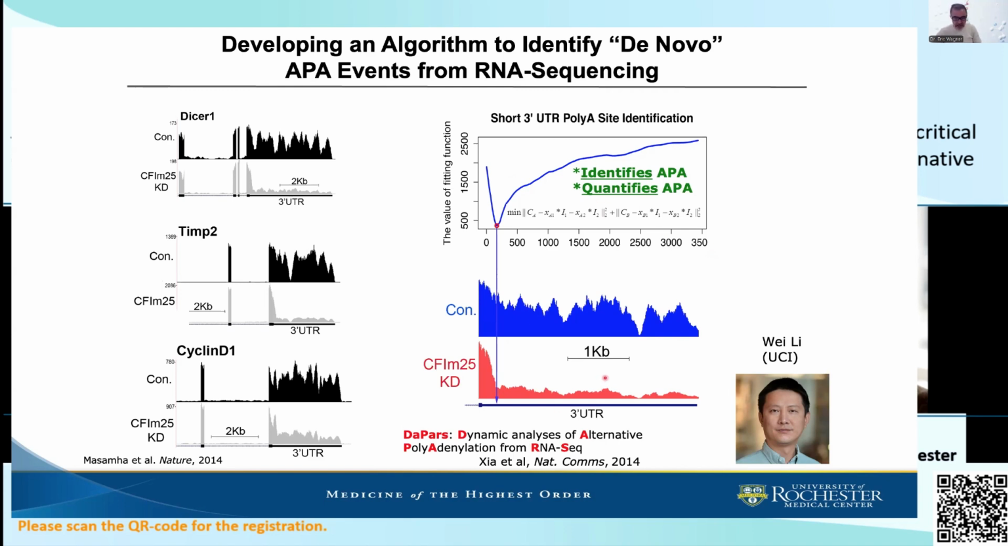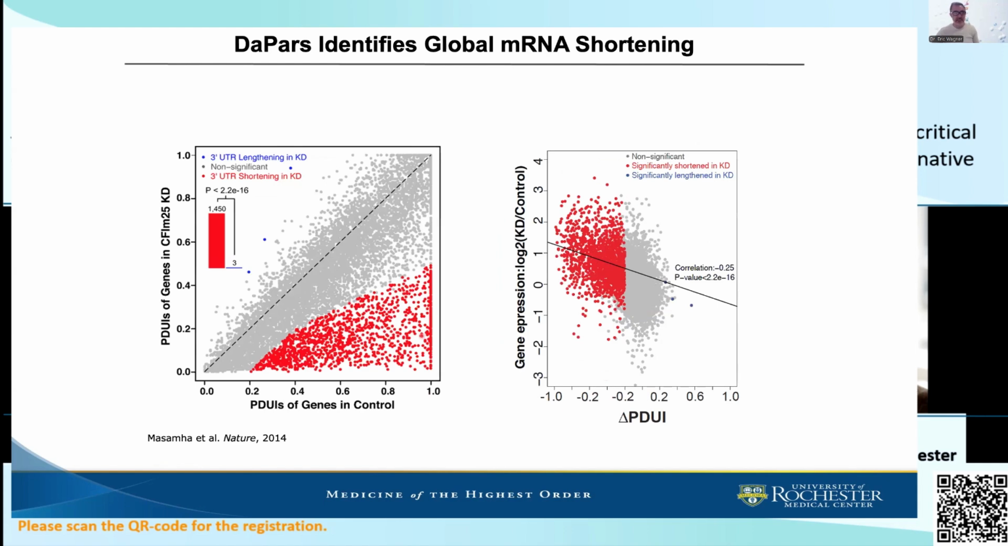So we applied DPARS to our RNA-seq, and we found that depleting this CF25 or NUD21 led to a profound shortening in 3' UTRs throughout the whole transcriptome. And many of those mRNAs were more stable as a consequence.